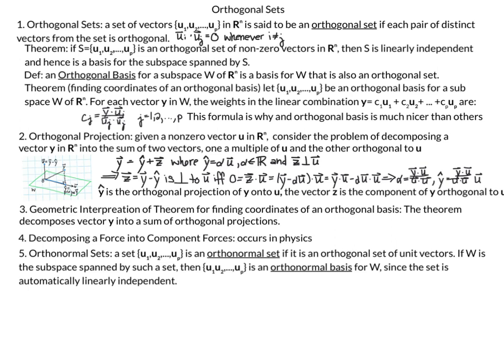So now we're going to talk about orthonormal sets. Orthonormal sets are orthogonal sets of unit vectors. So u1, u2, up to up is an orthonormal set if it is an orthogonal set and it's a set of unit vectors. If W is the subspace spanned by such a set, then u1, u2, up to up is an orthonormal basis for W, since the set is automatically linearly independent.